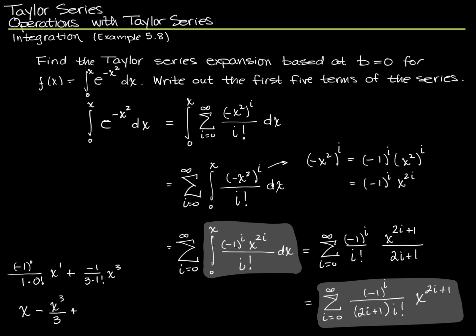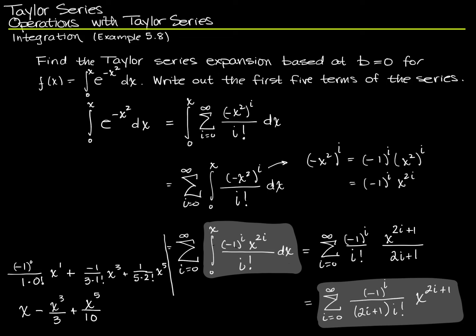My next term, this is my third term, will be when i is 2. I get negative 1 to the power of 2, which is positive 1, over 2 times 2 plus 1, which is 5, times 2 factorial, times x to the 5. So my third term is x to the power of 5 over 5 times 2 factorial. 2 factorial is just 2 times 1, or 2, and 5 times 2 is 10.